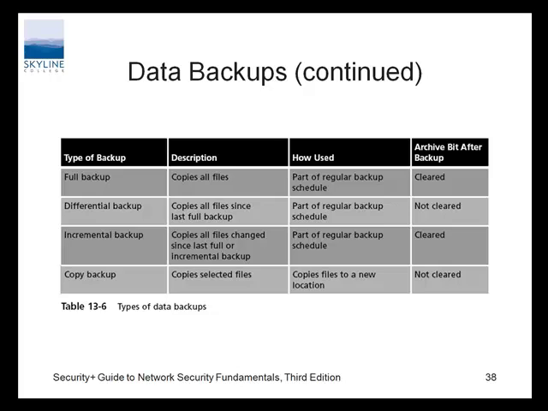The full and the incremental clear the archive bit, which means that incrementals are going to be quicker to make, take less time to make, but much longer to restore because you have to restore each of them individually. Differentials are going to be slower the farther they get away from the full backup. They're going to be slower to make, but much quicker to restore because you only have to restore the full and then the last differential.